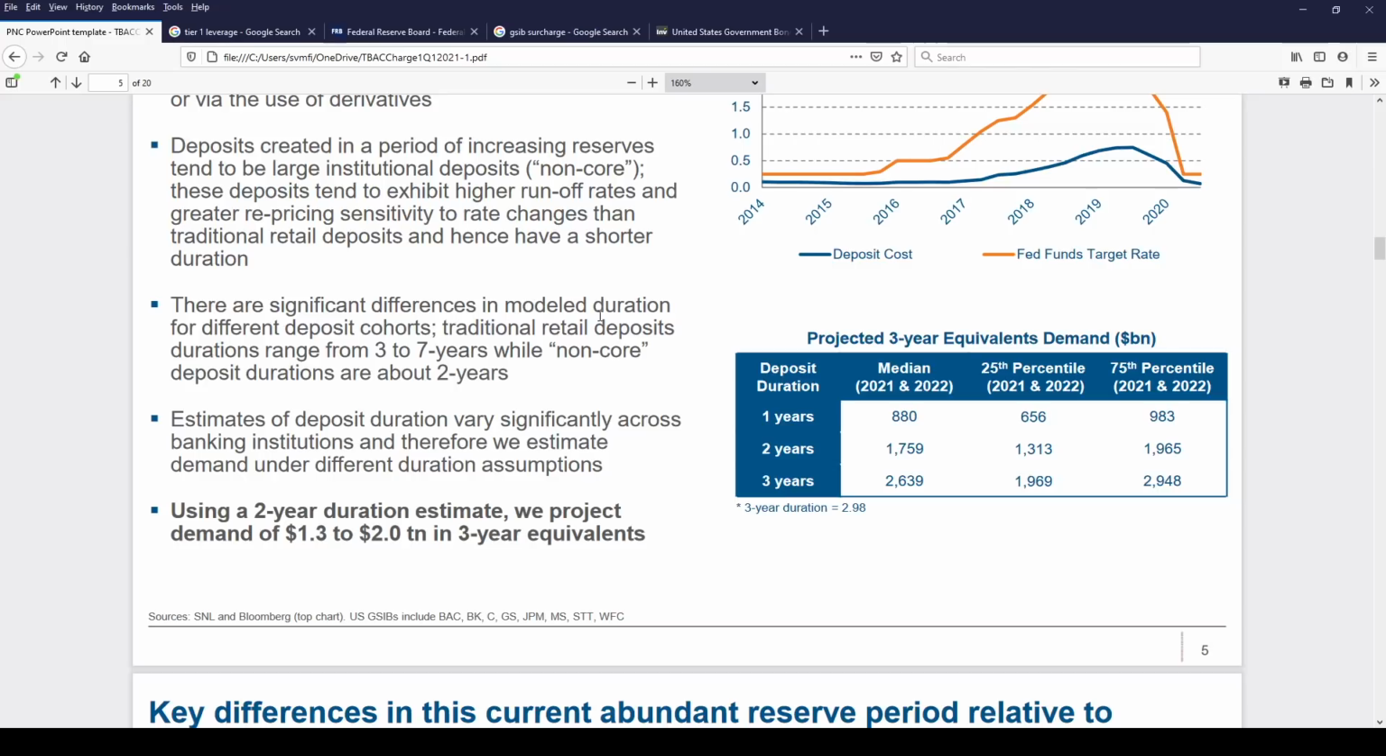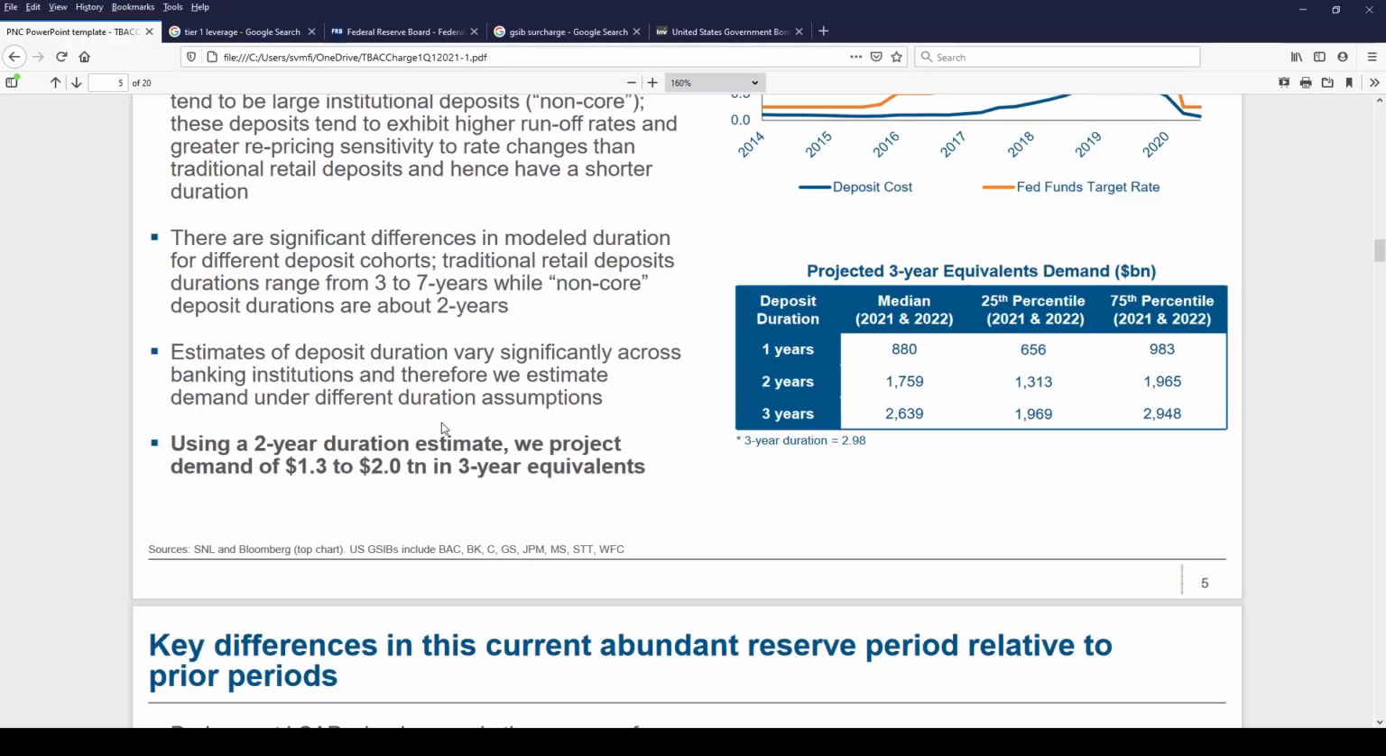There are significant differences in model duration for deposit cohorts. Traditional retail deposits durations range from 3 to 7 years. Keep this in mind, 3 to 7 years, while non-core deposits durations are 2 years. So estimates of deposit duration. Now remember, if you're thinking of this as a bank, you have to asset match this very significantly across banking institutions. Therefore, we estimate demand under different duration assumptions. Using a 2-year duration estimate, we project demand of 1.3 to 2 trillion in 3-year equivalents.